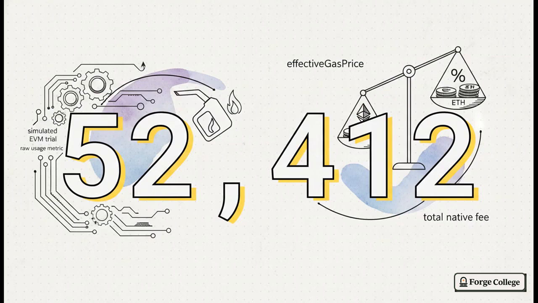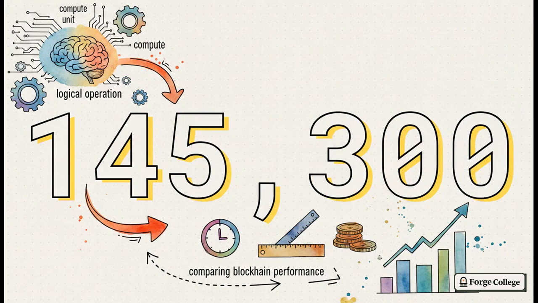So what do the raw results actually look like? For our simulated EVM trial, we capture a gas-used measurement of exactly 52,412. By dynamically pairing this raw usage metric with our controlled effective gas price, we can accurately calculate the total native fee in ETH. Over on the Solana side, that identical logical operation yields a measurement of 145,300 compute units. This completes our raw data picture. But notice, these numbers are vastly different and represent entirely different units of measurement. This perfectly illustrates why gathering the data is only half the battle, and why our normalization step is just so critical.